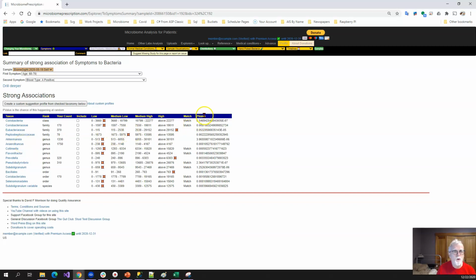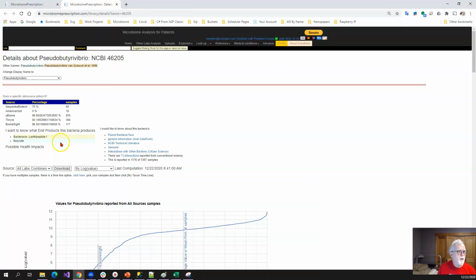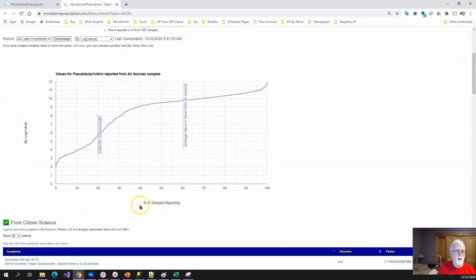Now, if we go over and click on any of these, let's see which ones have a high probability. I'll click on this one. This one I have a low count, and let's take a peek. It just comes from Microbiome. We see that 96% of samples have it, so it is common. I can come down here and take a look.